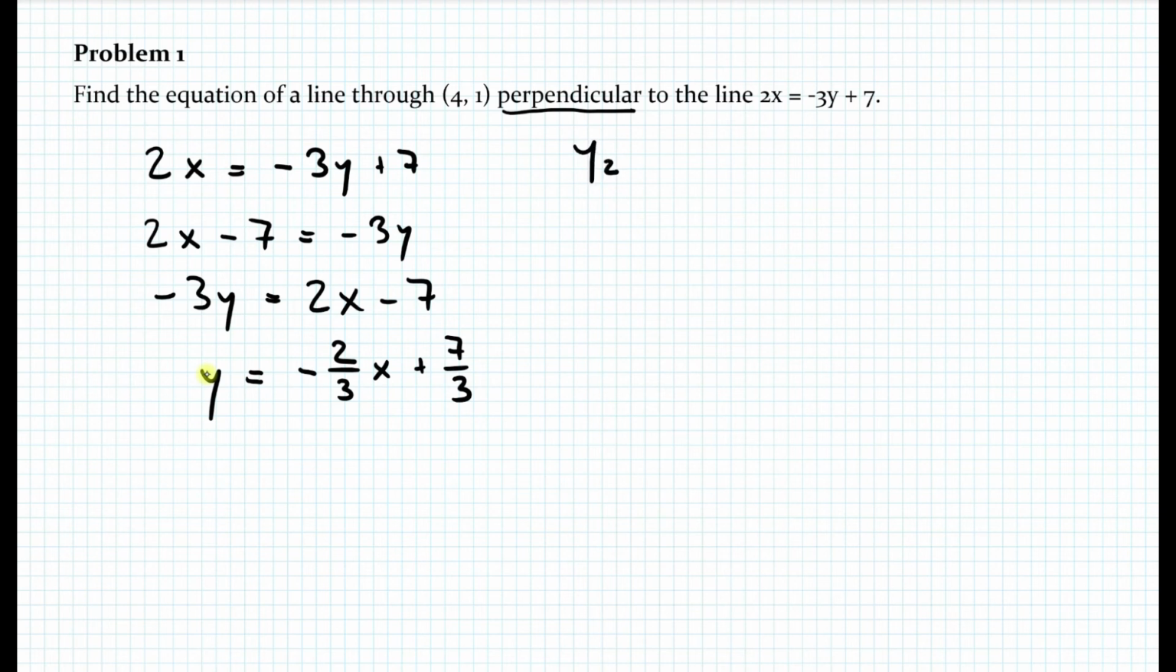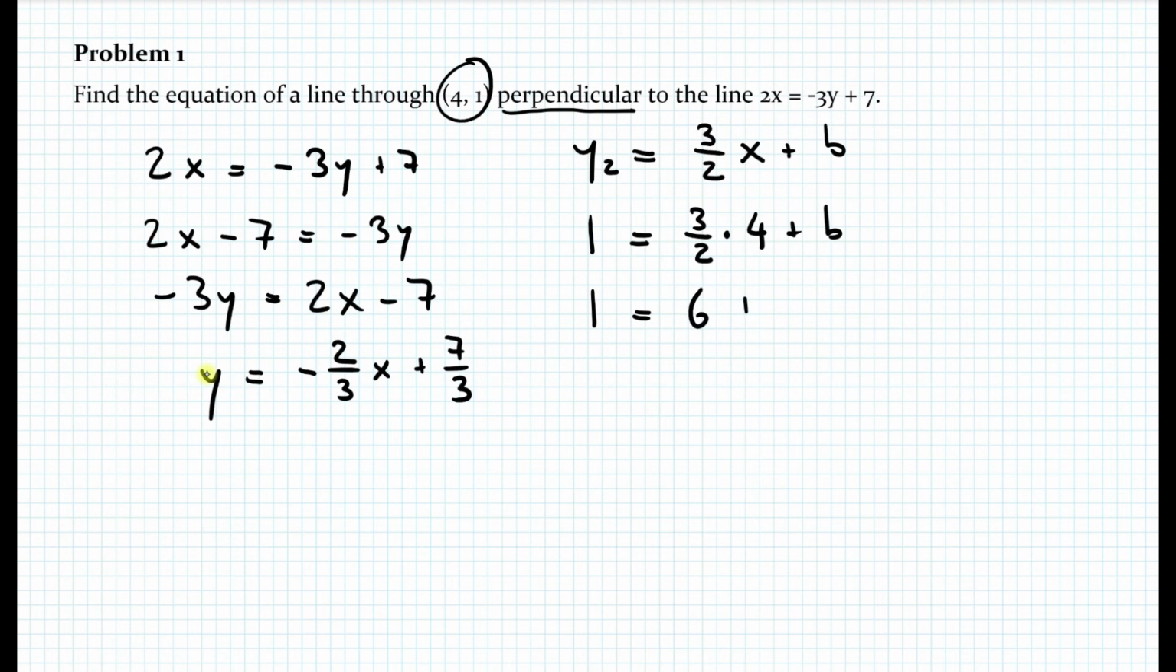Now we want to find another equation that is perpendicular. Let me call it y2, the second equation that is perpendicular to it. That is going to have a slope of 3/2, because we want to make sure that the product of the slopes is -1. So we write 3/2 x + b. How do we find the y-intercept b? We have a point here, (4, 1). So 1 = 3/2 times 4 plus b, which means 1 = 6 + b. Therefore, b has to be -5. So the final equation, the one perpendicular to the original equation through point (4, 1), is y = 3/2 x - 5.